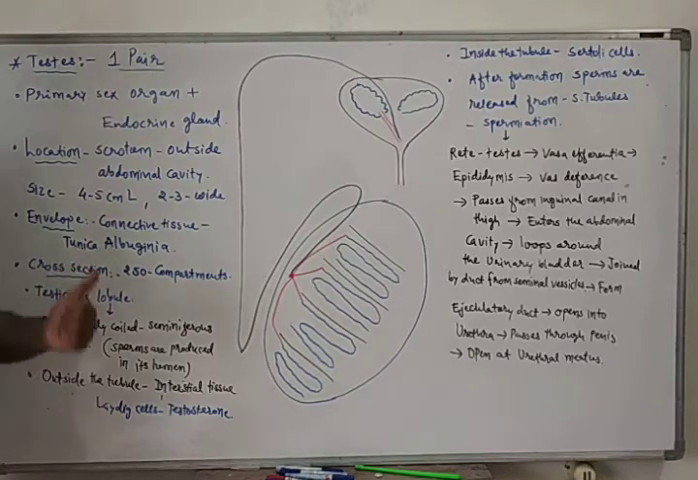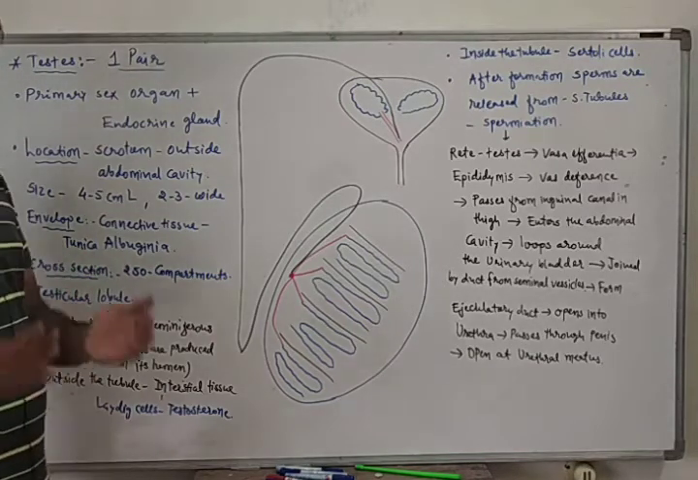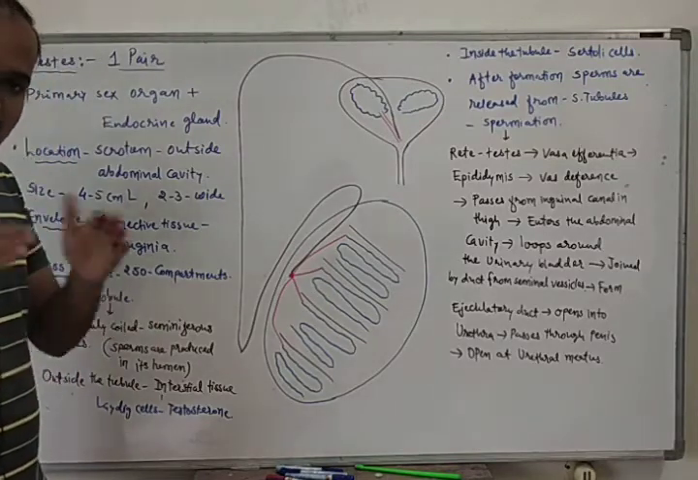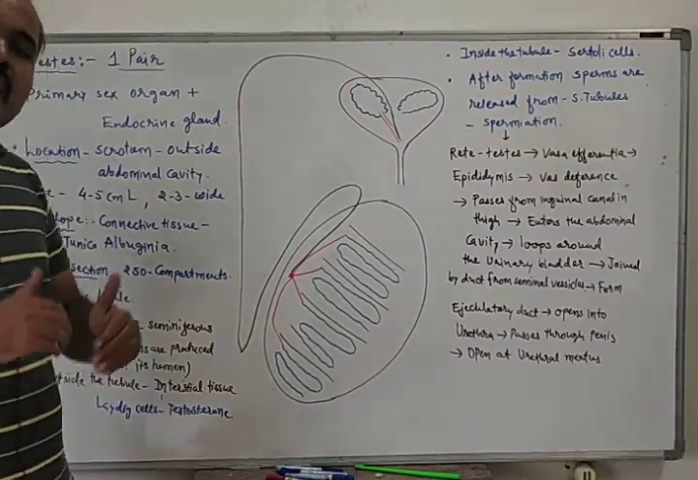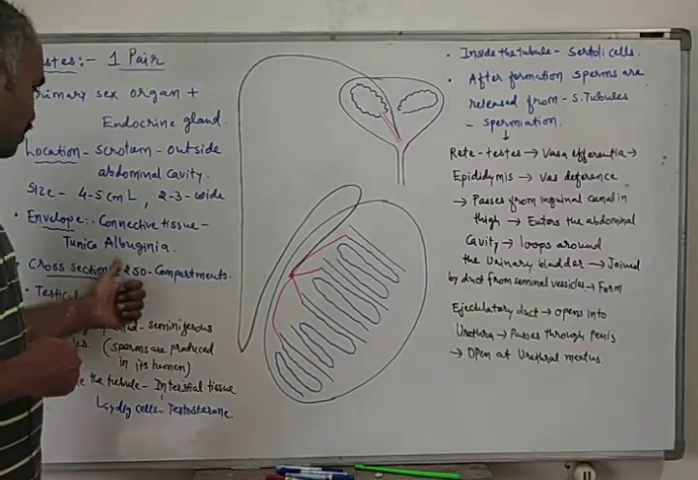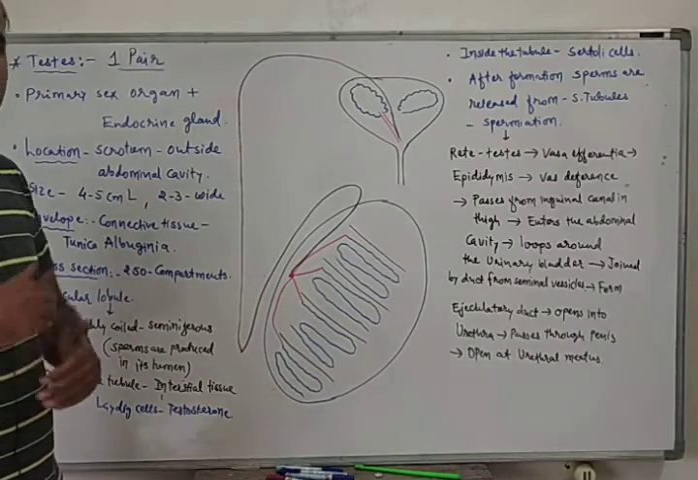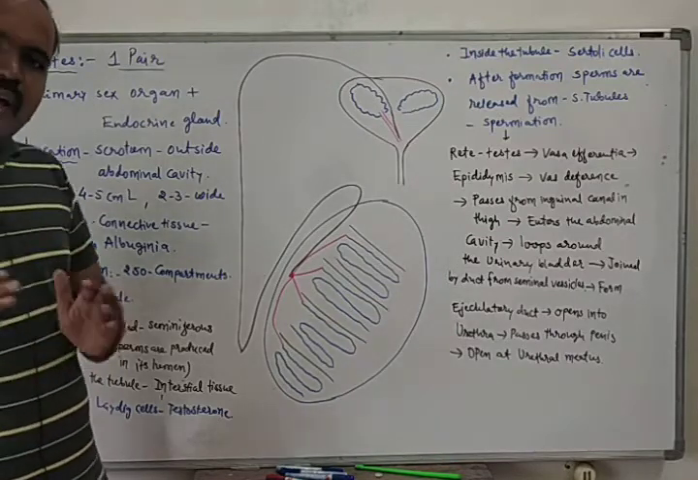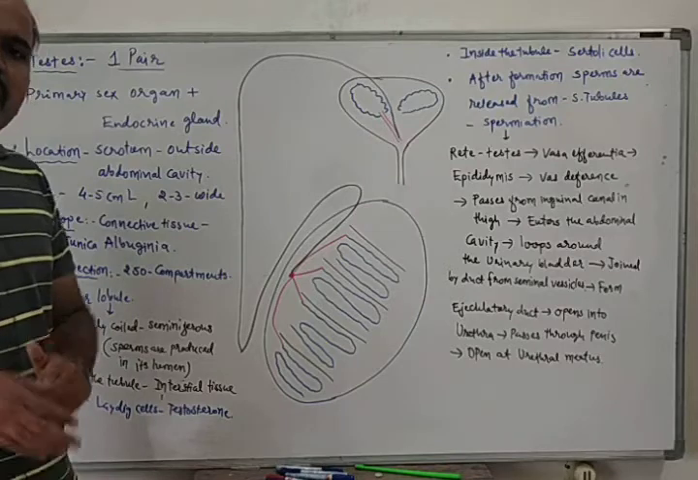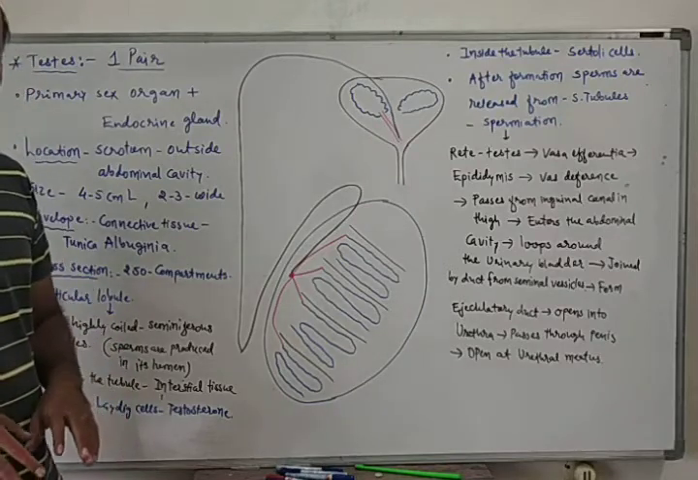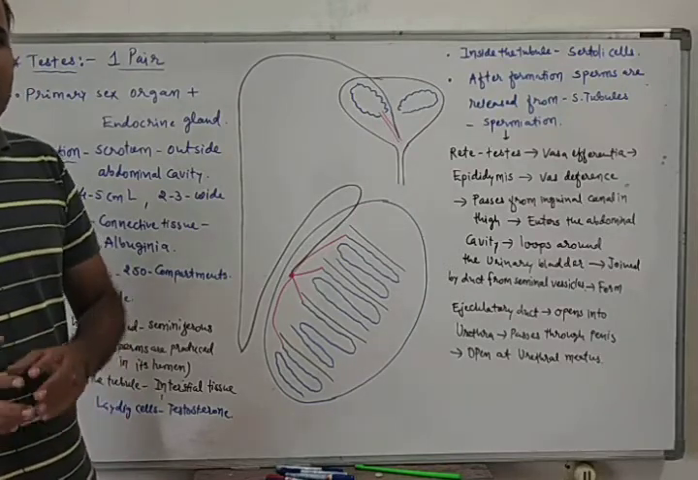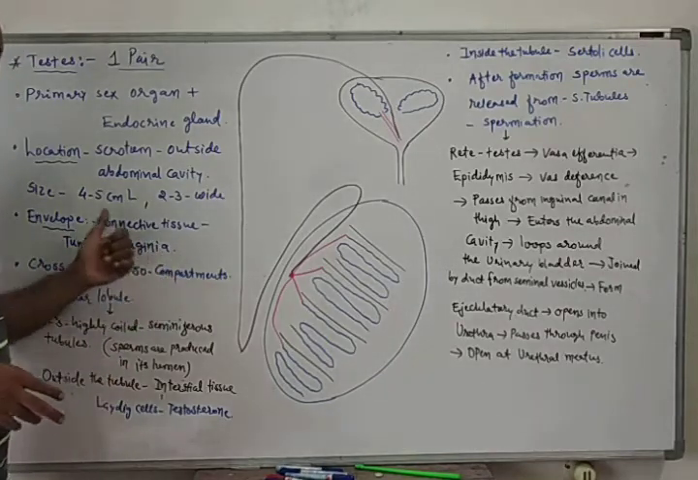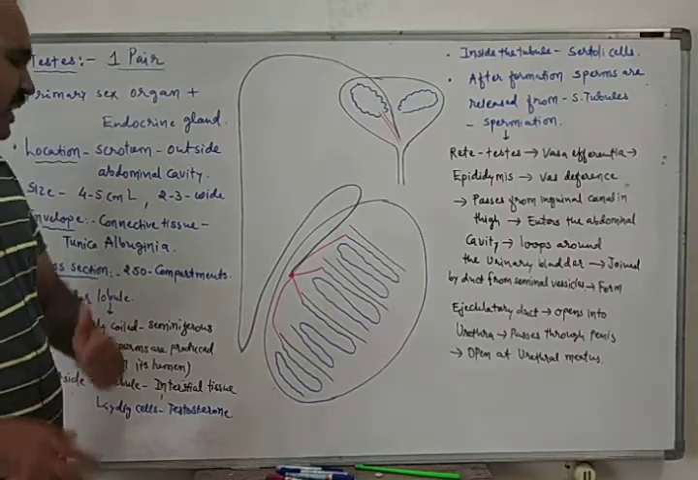Then what is the envelope of the testis? Testis is surrounded by an envelope which is made up of connective tissue, and this is known as tunica albuginea. So tunica albuginea is the covering or envelope of the testis, made up of connective tissue.